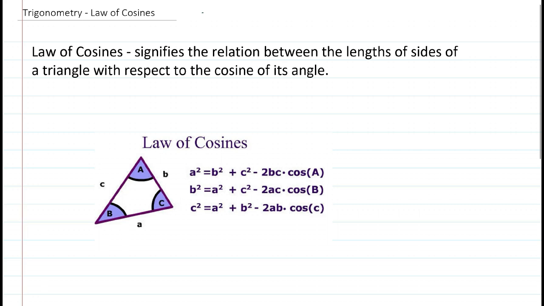So A, B, and C are, of course, the sides of the triangle. So once you get A squared, B squared, or C squared, you'll have to use the square root property to get A, B, or C, the actual sides of the triangles.